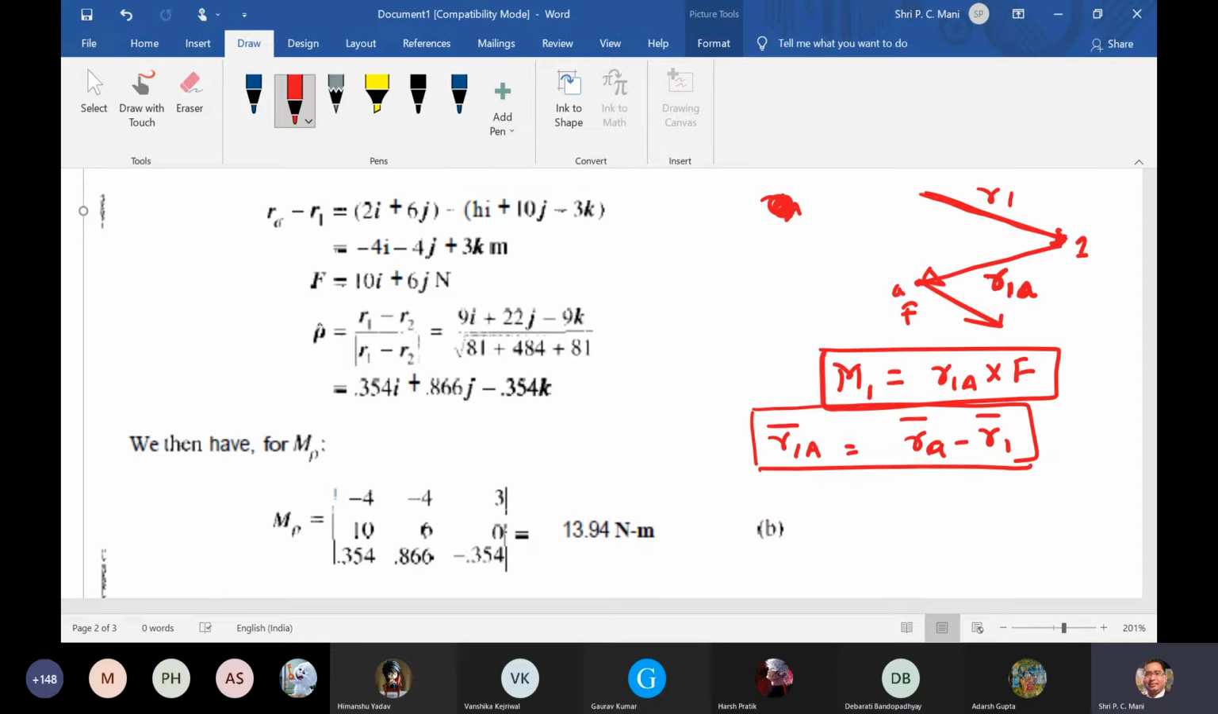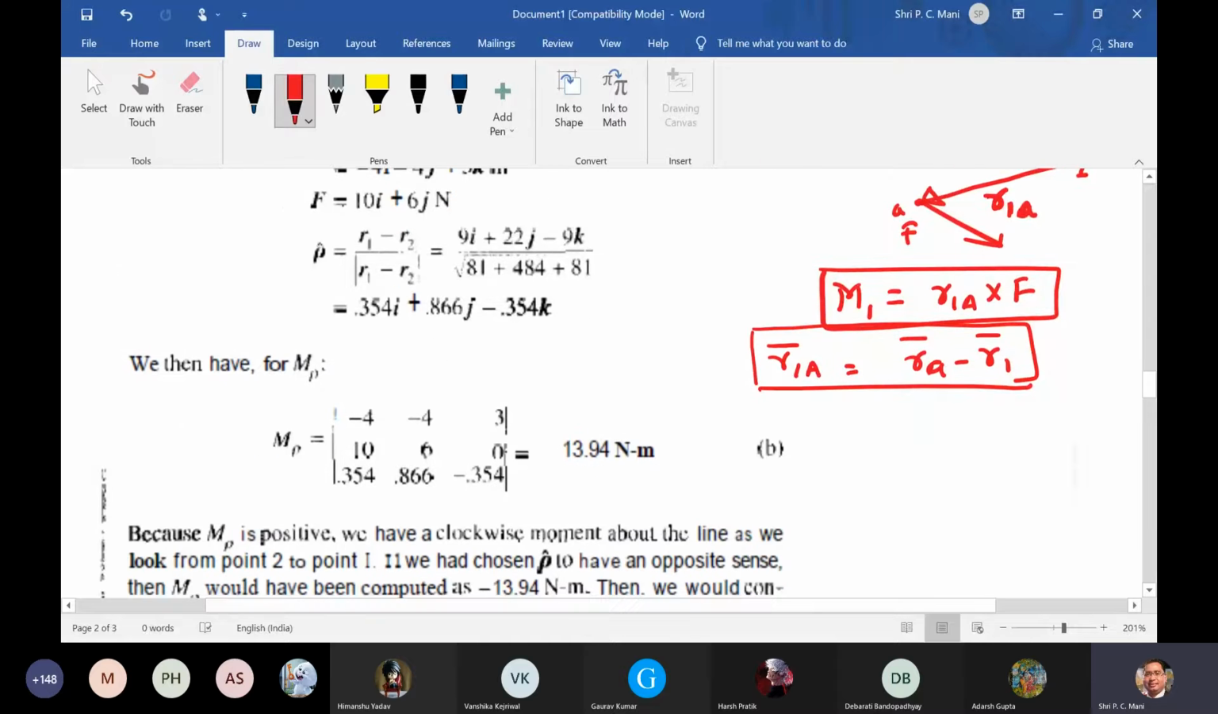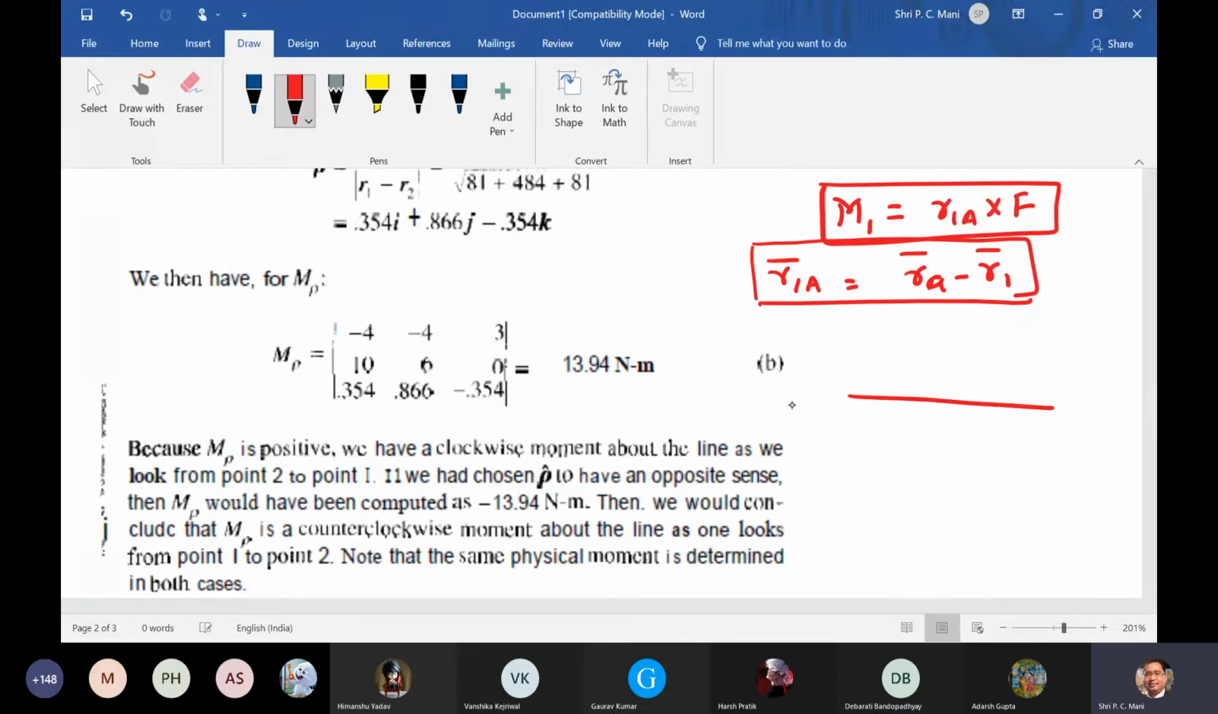Okay, now if you are taking moment about this one, you just take the moment, say this is coming M1. Okay, so your new diagram will be, say this is 2 and this is 1. Okay, clear? So you have taken moment about point 1, so this one is coming M1, and from 2 to 1 you know the direction vector, that is rho.